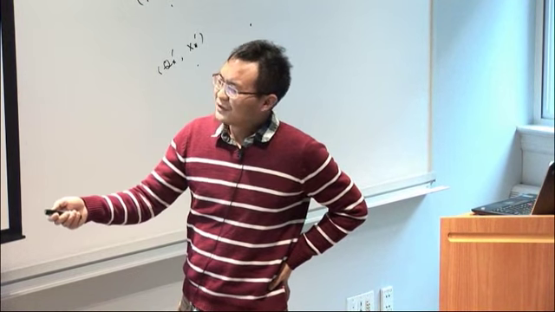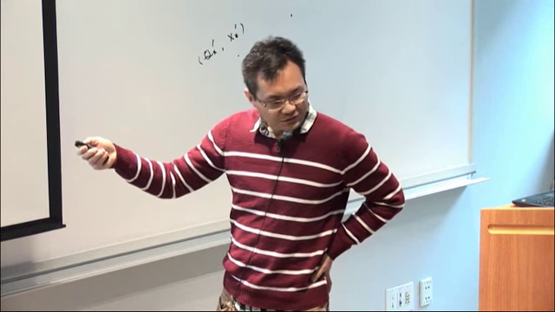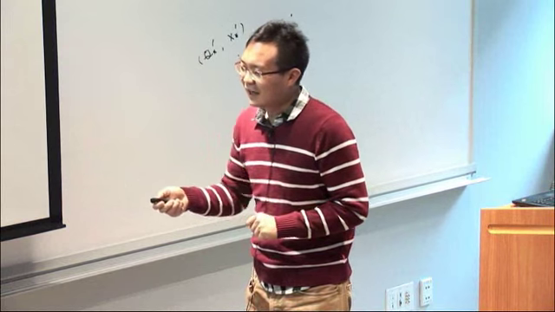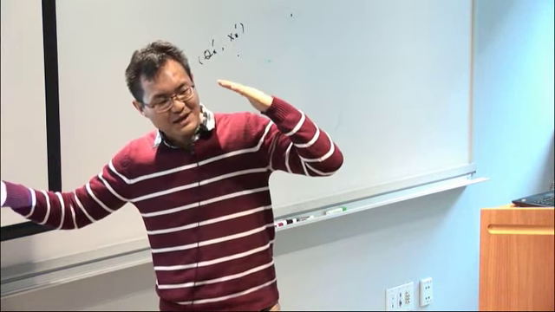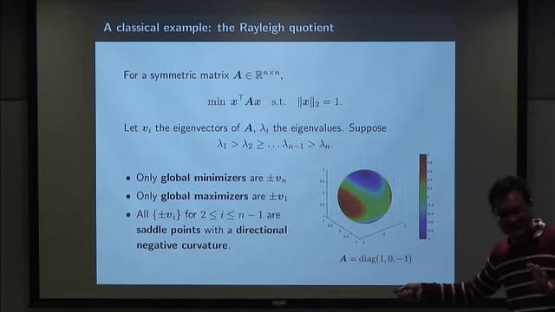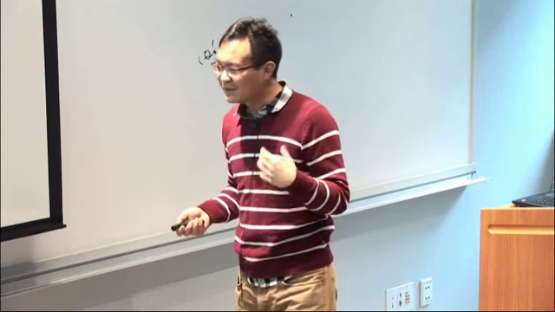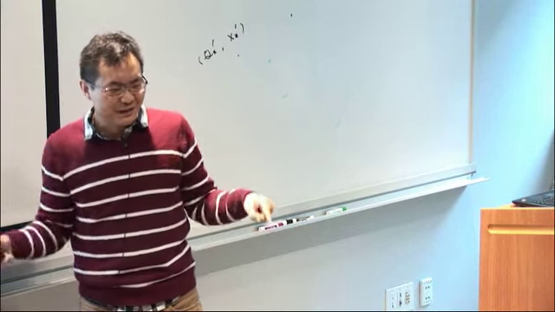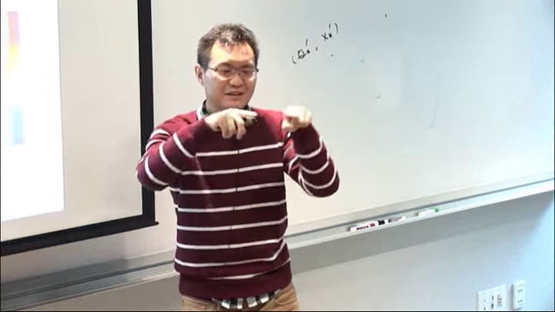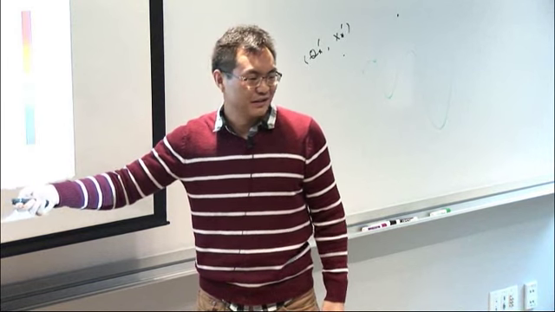If that's the case, you can show that the only minimizers of this quadratic form on the sphere are the bottom eigenvectors, and the only maximizers are the top eigenvectors. What's interesting is the eigenvectors in between. They are saddle points, and they are typical saddle points. What I mean by typical is the kind of saddle point you would imagine in your mind: you have some convex directions and some concave directions. So these eigenvectors have negative curvature directions.